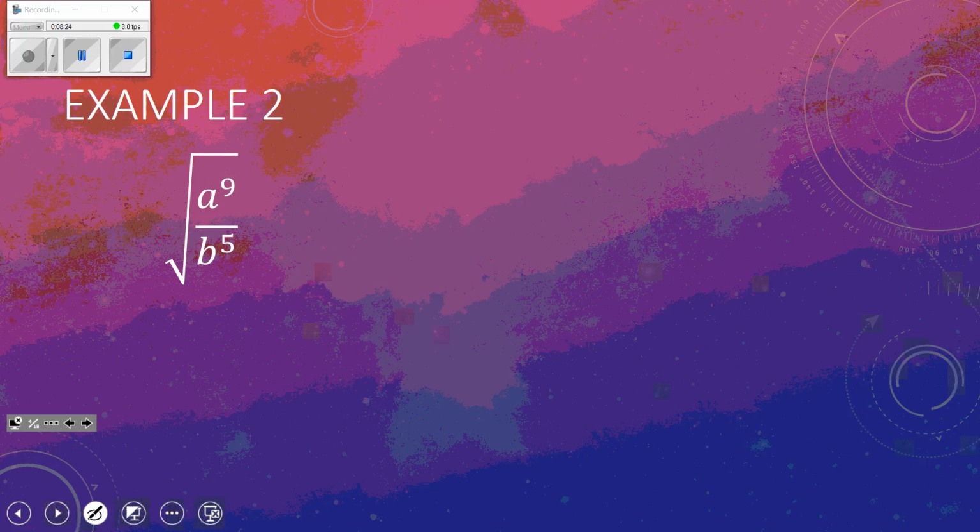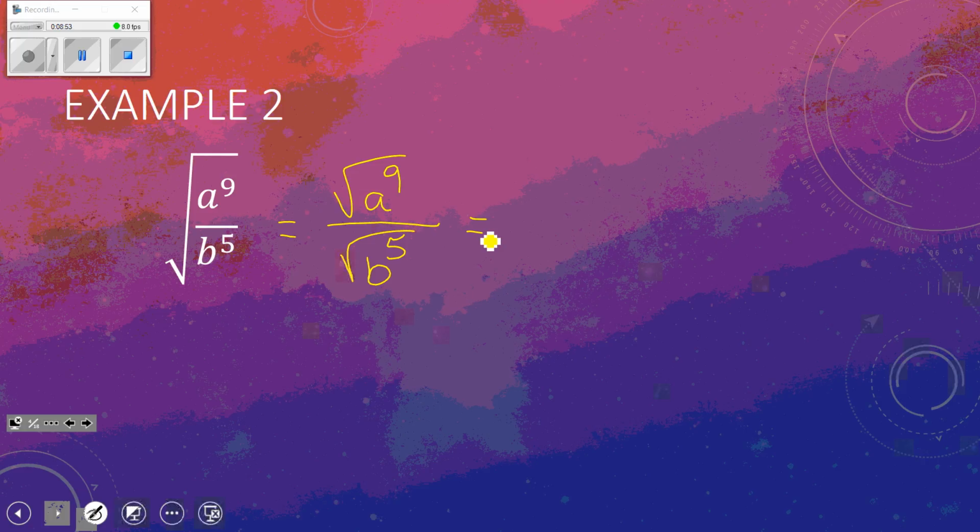So I have the square root of a to the ninth over b to the fifth. So what would be the first thing that we should do with this? Separate it. Okay, where is the radical? The radical is in the numerator and in the denominator. And again, sometimes it'll only be in one or the other. Sometimes if it's over the whole thing, you need to realize that it goes to both.